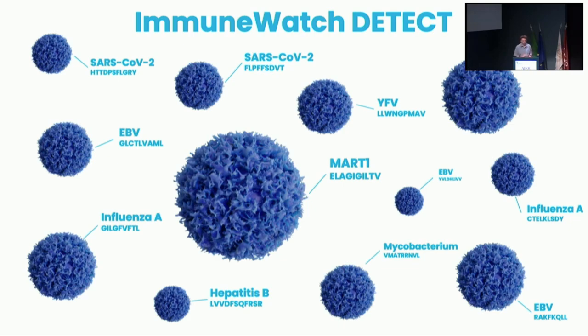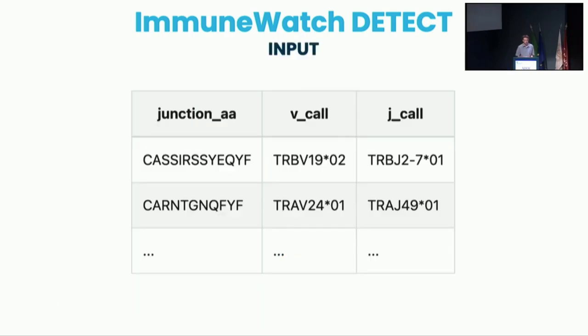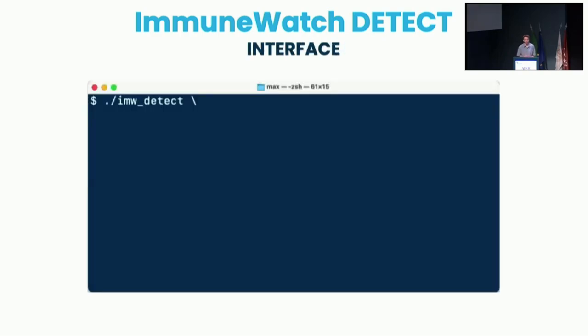Okay, so what type of input do we need to make these predictions? Now, naturally, we support the AIRR formats, and we only need a couple of columns to get started. So junction AA, V call, and J call. Now that we have our inputs, how do we actually make the predictions? So DETECT is a command line tool. It can be run on the terminal, and it's easily installed with a single line command.